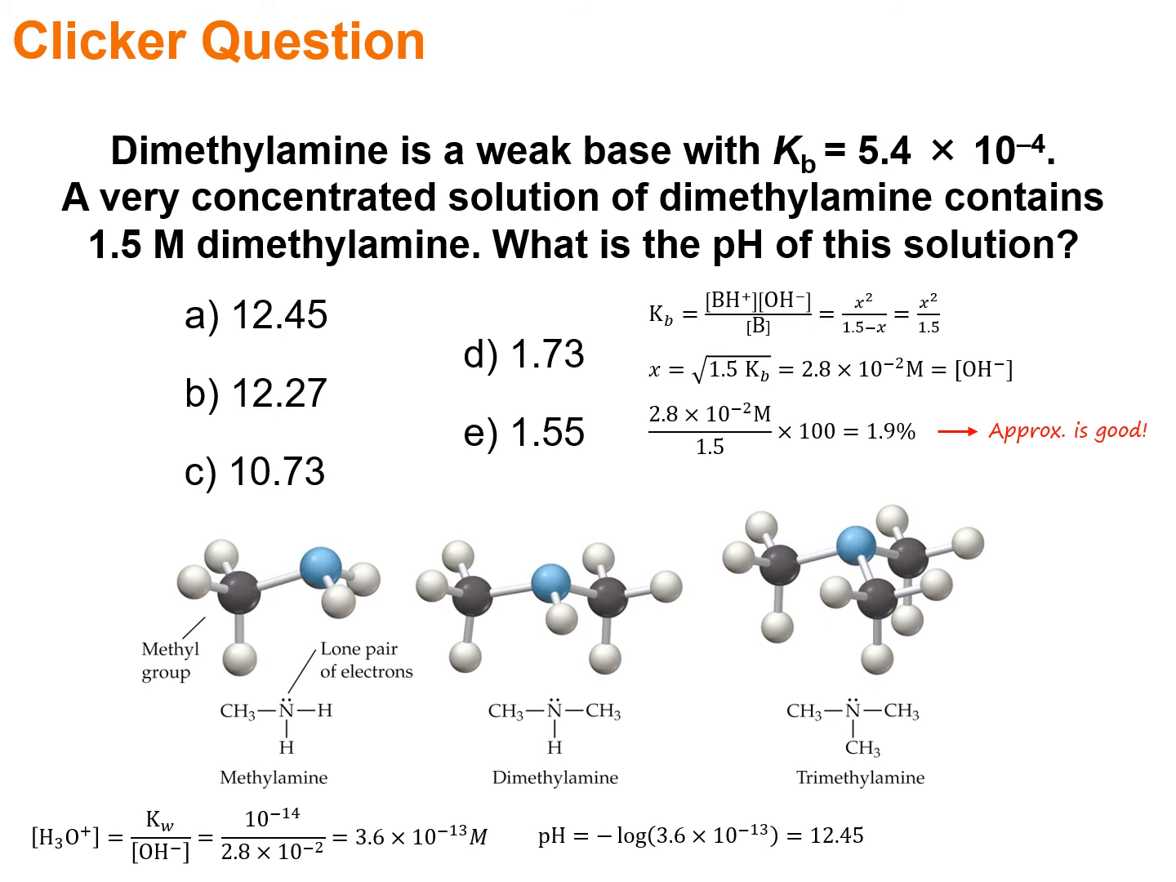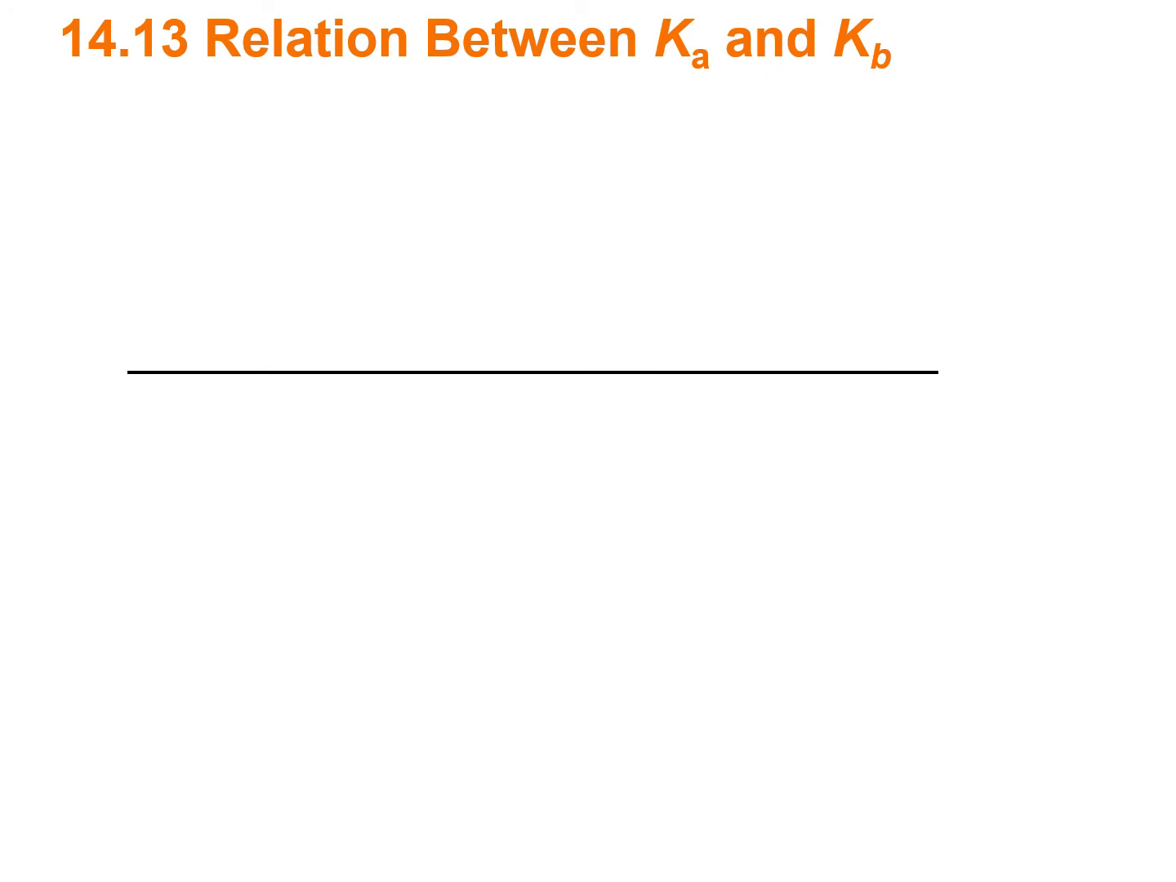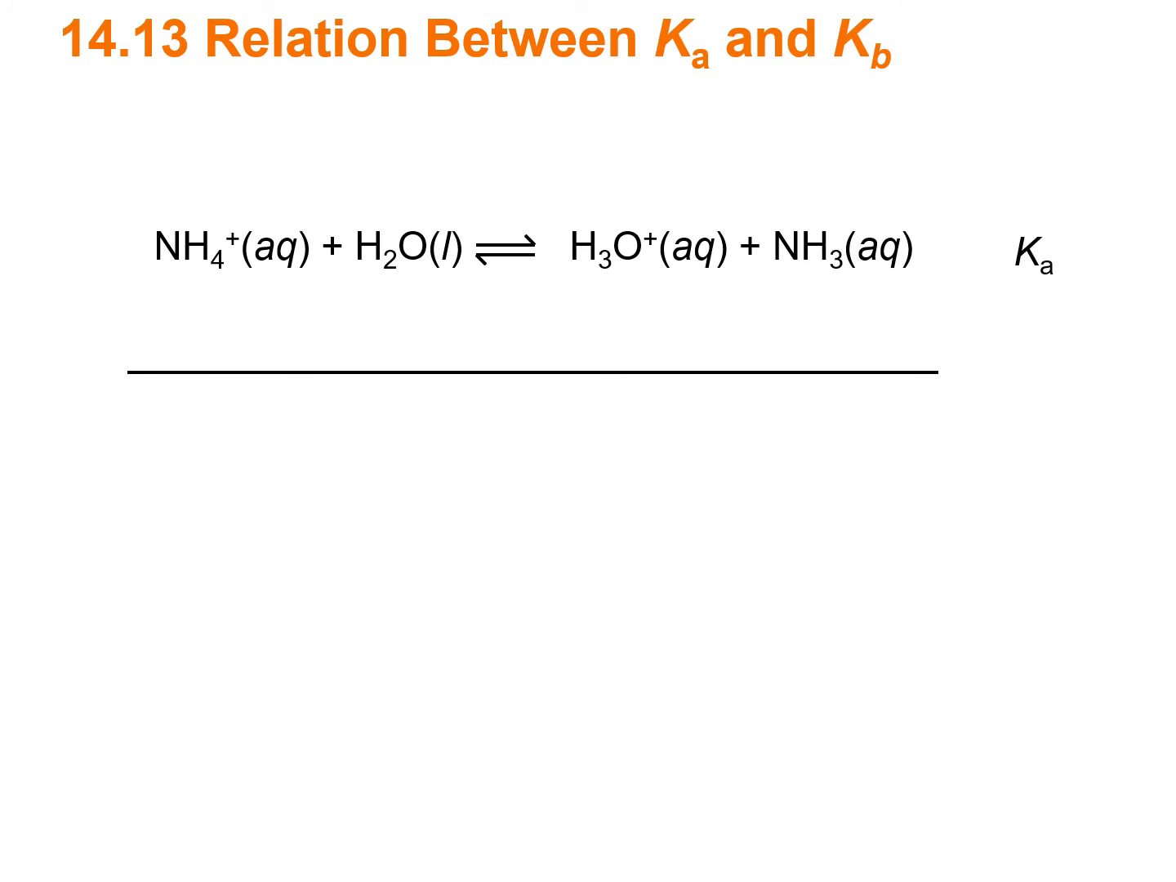So one of the important things is, in all problems you're going to be given Ka or Kb for a particular acid-base pair. And so we want to know what the relationship is between them. And so we'll use NH4 as an example here. And so here's the acid in the pair of NH3 and NH4. So this is NH4 plus reacting with water, and it's donating its proton, producing H3O plus and NH3. So this is a Ka value for this particular problem.